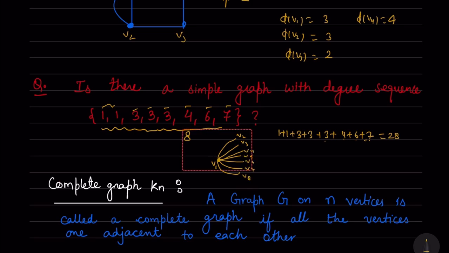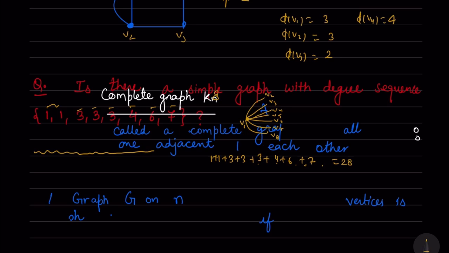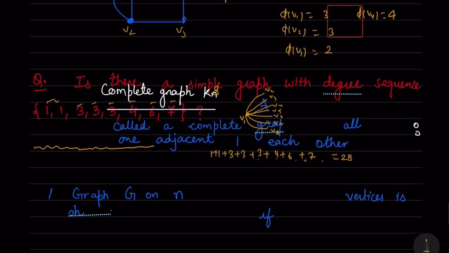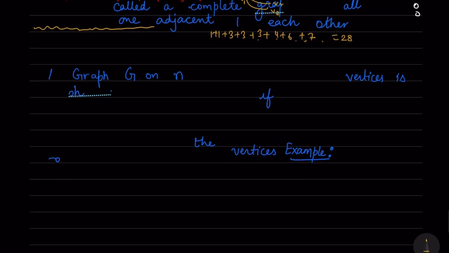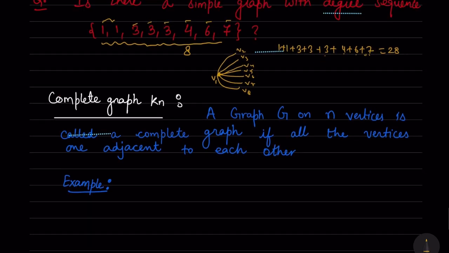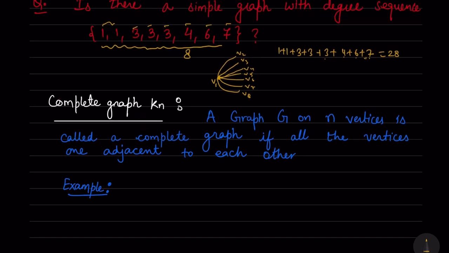Okay, now I will choose one vertex which has degree 6. So from here I will choose a vertex v2 which has degree 6. So it will be connected to all vertices except vertex v1.